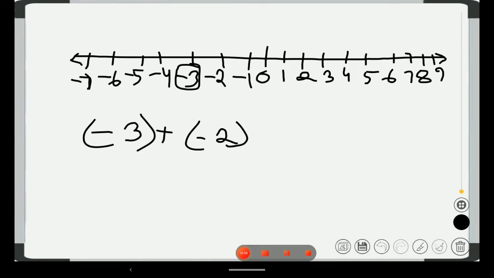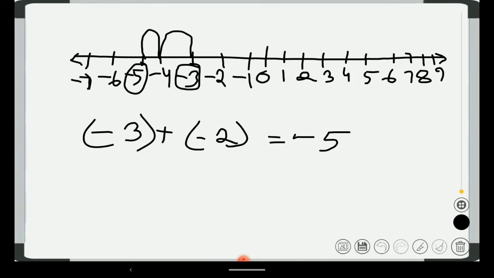Okay, now let's jump minus 2 times towards the left. 1, 2, so we landed on minus 5. And now let's take minus common, and 3 plus 2 gives 5, and put a negative sign, so minus 5. So these two answers are also the same, right?